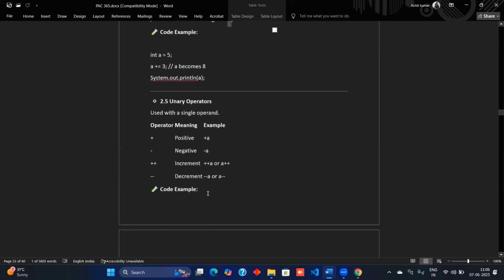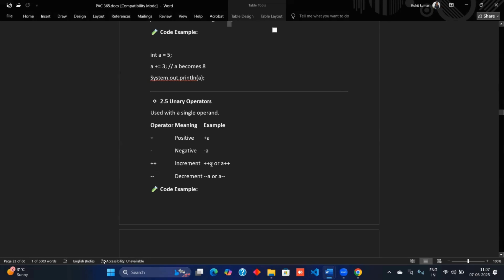Similarly, we can see the various examples also, but I have explained you. So moving further, we will be having unary operators. Unary operators are the plus sign, positive, and the minus sign, negative. Plus a will be incremented by the value of 1. Minus a will be decremented by the value of 1.